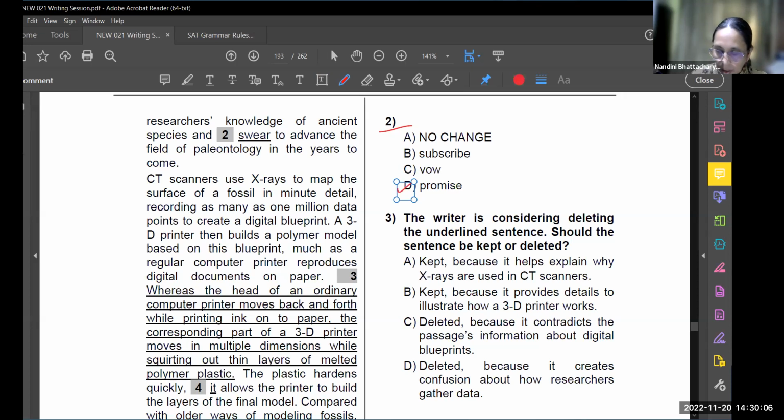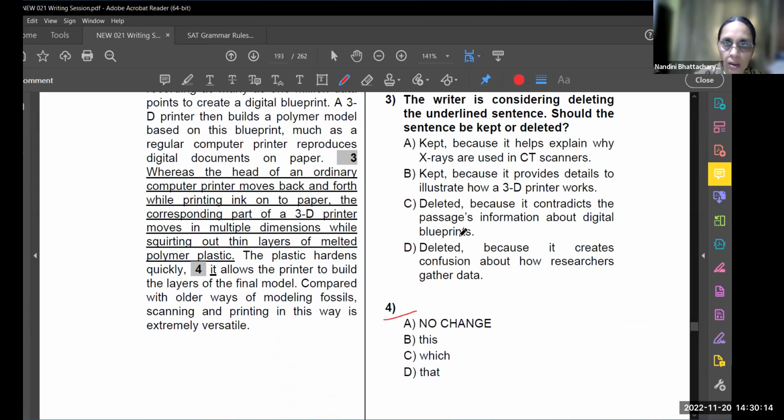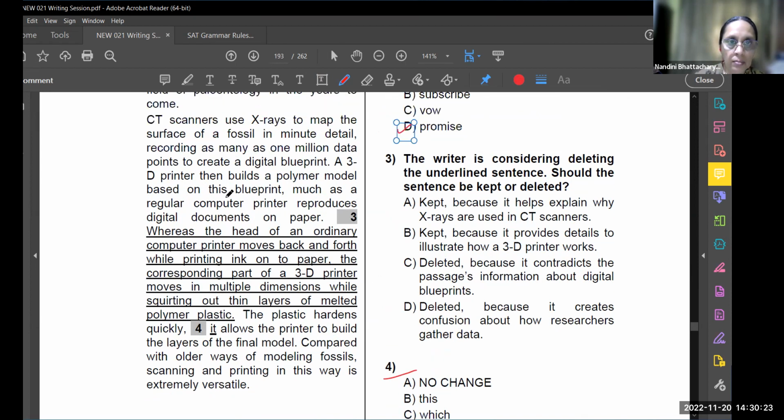Okay, question number 3. The writer is considering deleting the underlined sentence. So should it be kept or deleted? It should be kept. Why should it be kept? Now, if you look at the paragraph, it talks about CT scanners using X-rays to map this, then a 3D printer builds a polymer model, whereas the head of an ordinary computer printer moves back and forth while printing ink on paper. The corresponding part of the 3D printer moves.